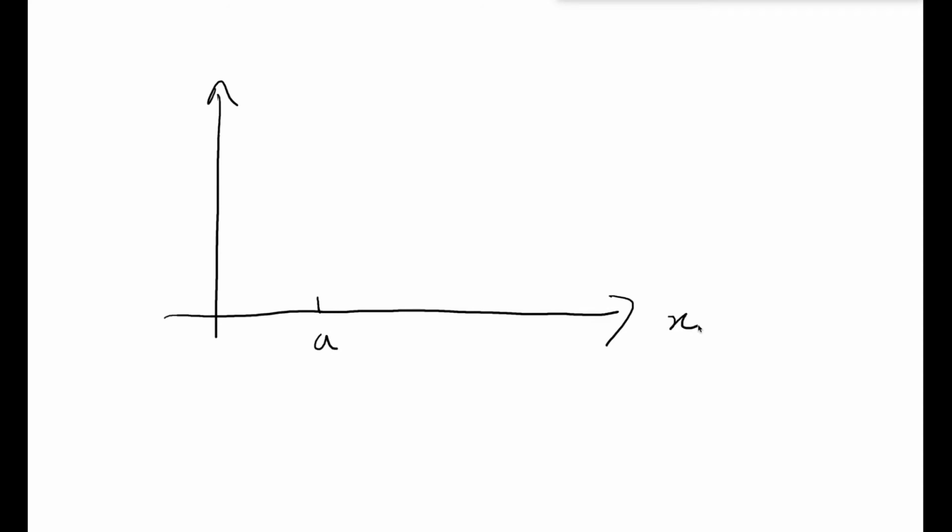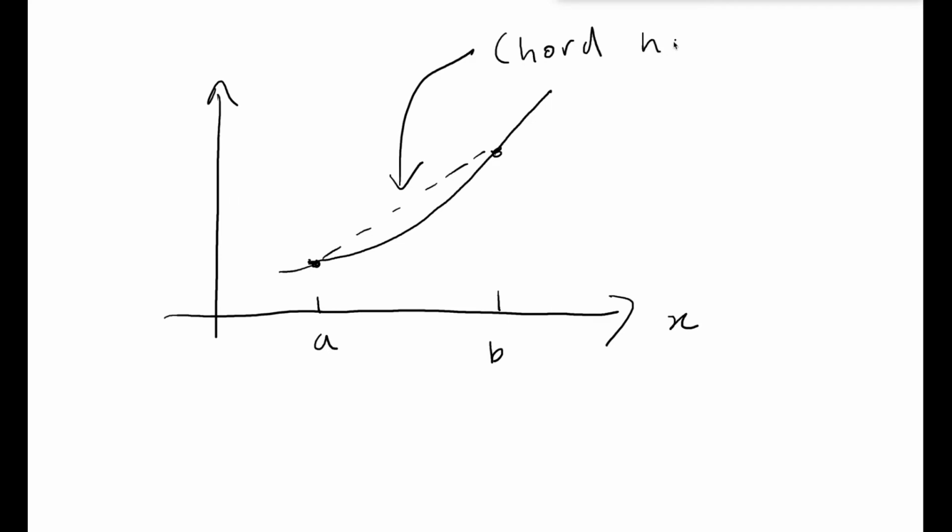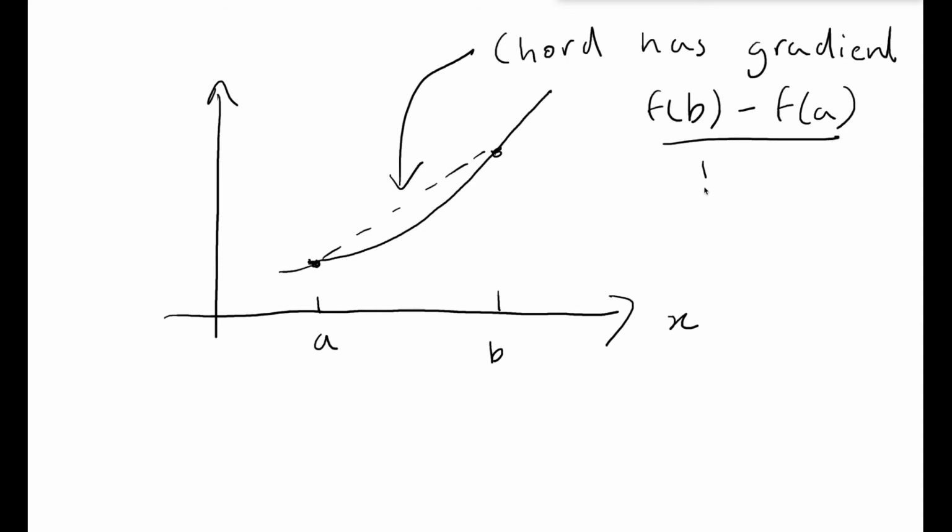So there's a, there's b, and we construct these points. So we construct the chord. This chord has gradient using the end points, so it's using f(b) minus f(a) over b minus a. So it's basically saying if you've got that chord constructed, somewhere in between, it's going to have the same gradient.